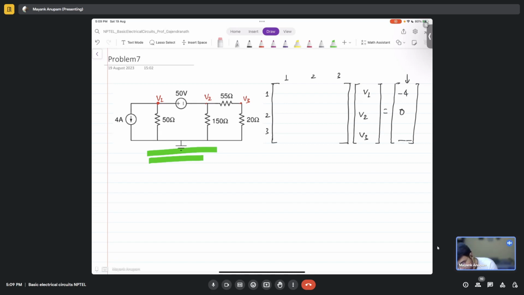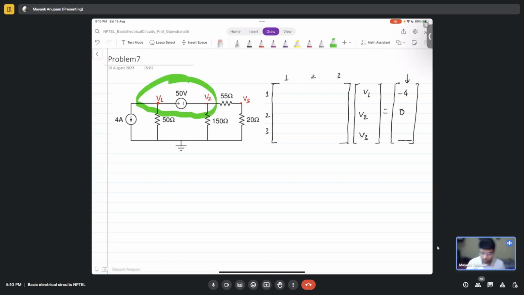Tell me again, what should I do here? Again, I have to take a super node for these two, because I have a voltage source here. So I have to take a super node containing node V1 and V2, and then I have to write the KCL equation. So tell me, what will the KCL equation be in this first row?